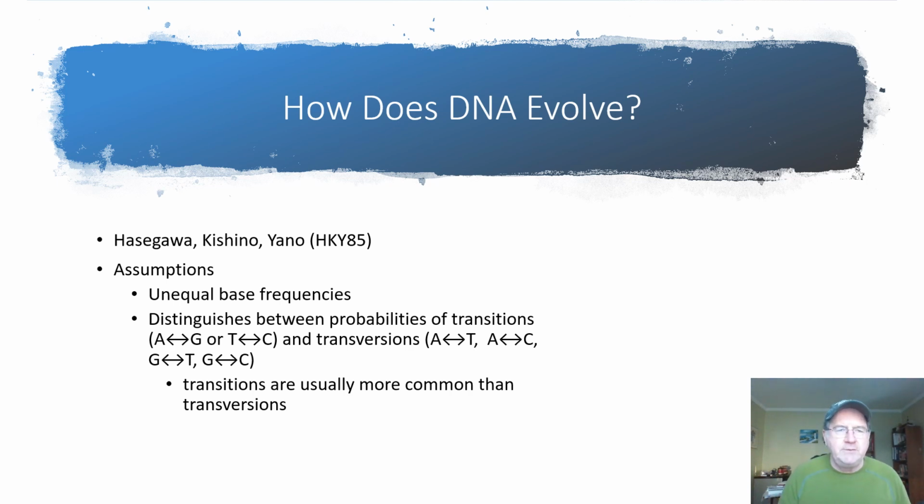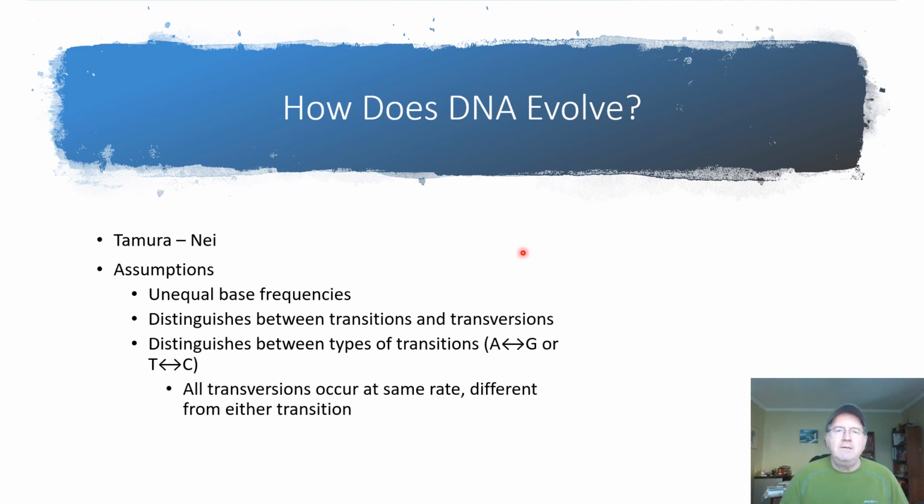HKY85, Hasegawa, Kishino, and Yano. What do we have here? Unequal base frequencies. Okay, we like that. Again, transitions and transversions are allowed to differ, and transitions are usually more common than transversions. I'm just making it a little bit more complicated model here. Tamura, adding one more. I don't think I even want to go through all the differences here, because as you'll see in a moment, that's not the critical element here.